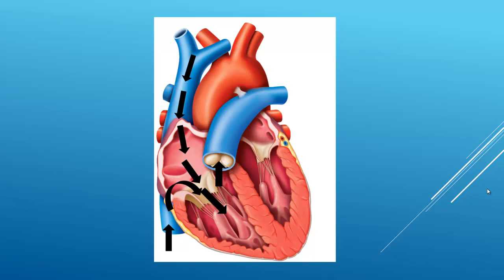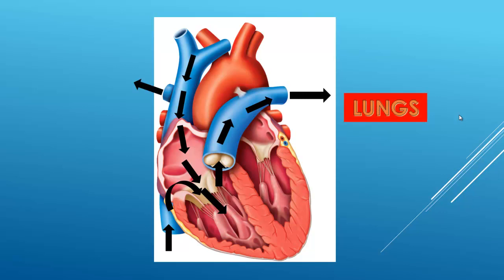Then the ventricle will contract. The force of deoxygenated blood will move up through the pulmonary valve and into the pulmonary arteries. The left pulmonary artery takes deoxygenated blood to the left lung. The right pulmonary artery takes deoxygenated blood to the right lung.